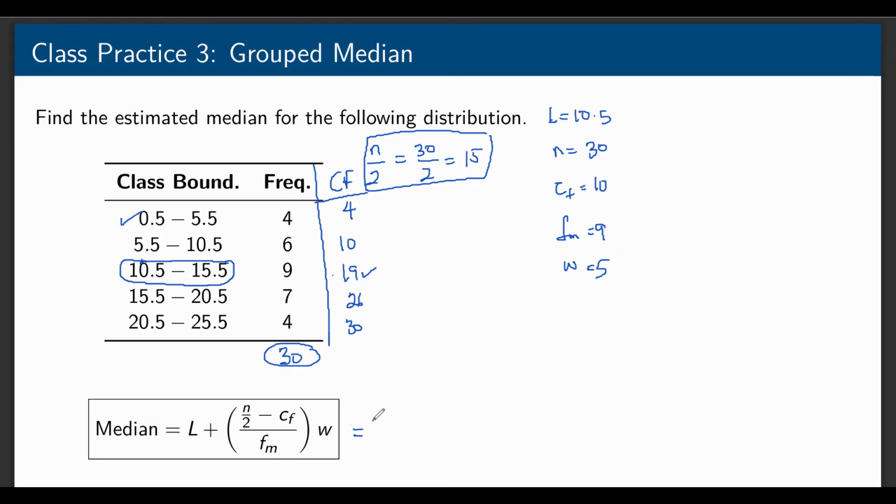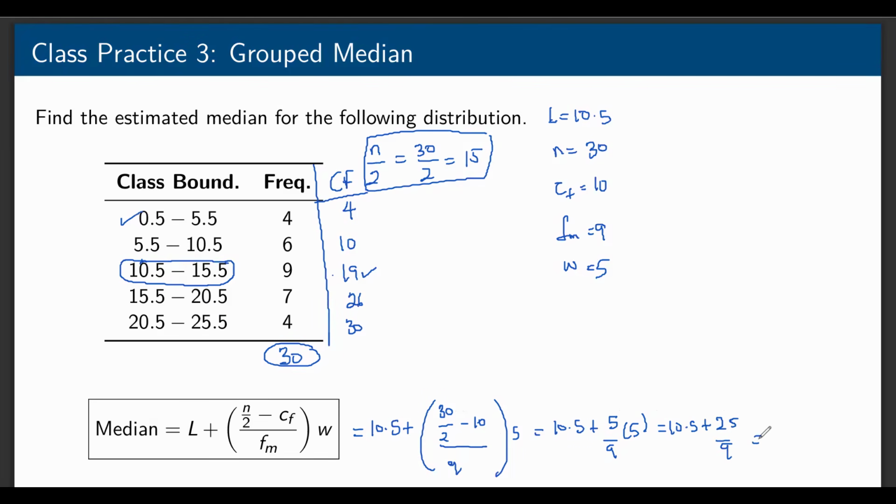So here I have L is 10.5 plus N is 30 divided by 2 minus CF is 10, all over FM is 9, times W, which is 5. So we keep on solving. 10.5 plus 30 over 2 is 15. 15 minus 10 is 5. So we have here 5 over 9 times 5. So giving us 10.5 plus 25 over 9.